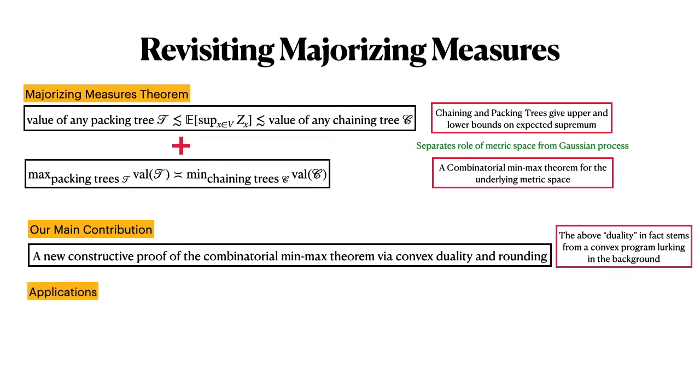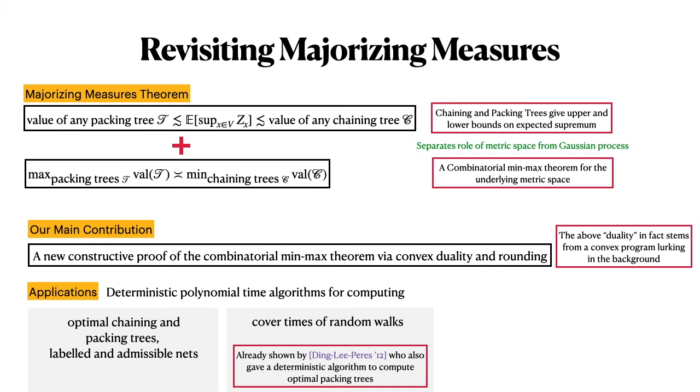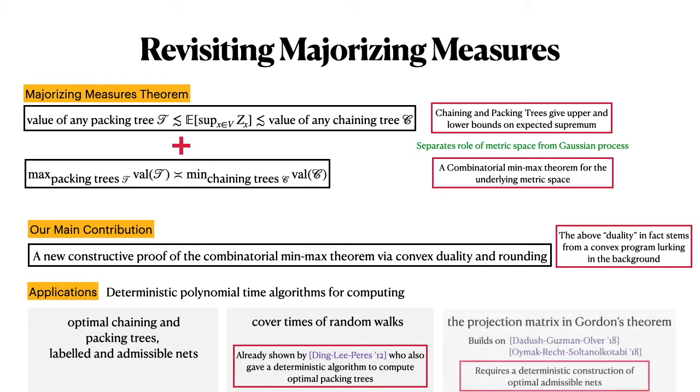Since we can solve a convex program and do some rounding, this gives us deterministic polynomial time algorithms for computing various different things. In particular, we can compute optimal chaining and packing trees, labeled as admissible nets, in deterministic polynomial time. This also gives us yet another way of computing cover times of random walks. This was already shown by Ding, Lee and Peres. And this gives us a way to compute the projection matrix in Gordon's theorem. This requires deterministic construction of optimal admissible nets and builds on previous work of Dadush, Guzmán, and Olver, and a chaining-based proof of Mankad and Sultan Kotabi.